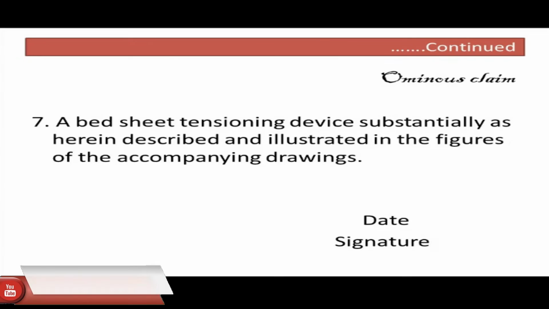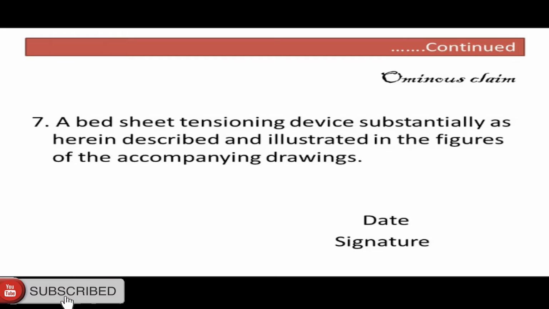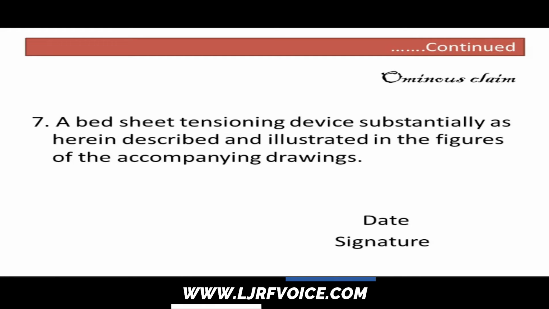Actually, there are 7 claims. The last is known as an omnibus claim. So something like a residuary clause. Anything related to this, a kind of etc. etc. That's the kind of claim this would be. A bedsheet tensioning device, substantially as herein described and illustrated in the figures of the accompanying drawings. So any small arrangement and rearrangement, substantially based on the present invention, is also claimed here.